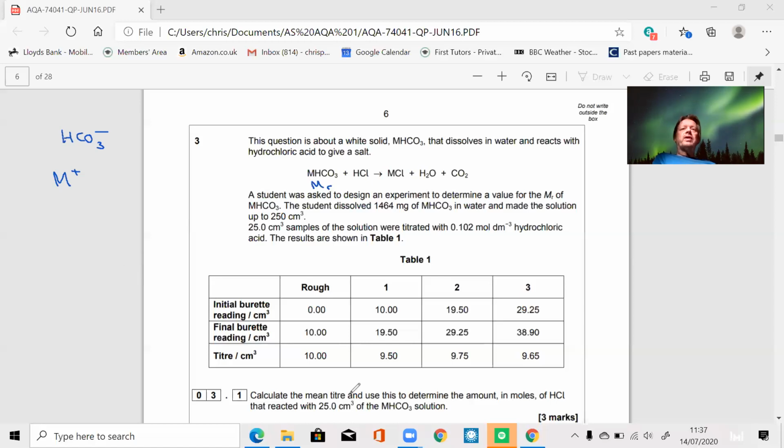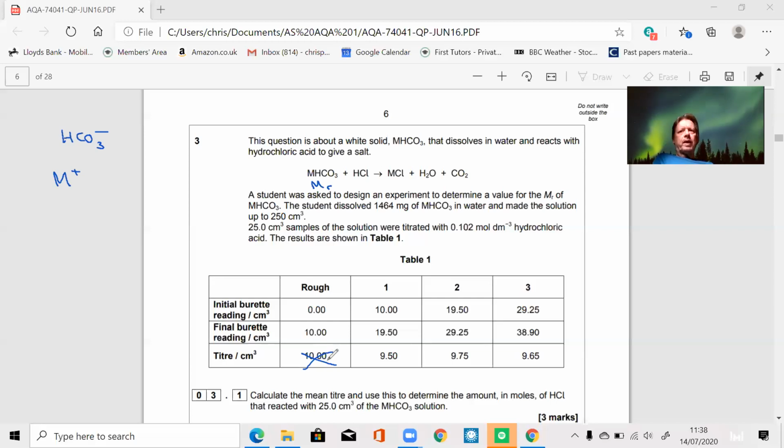But the first thing the question wants us to do is something quite easy, which is to find the mean titer. So please don't go ahead and just add all these up and divide them by 4. We've got to be more selective than that. The first one, forget it, because it's a rough one. It even tells us that. This will be miles out. It's just to give us a rough idea of when we need to think about slowing down at the end of the titer.